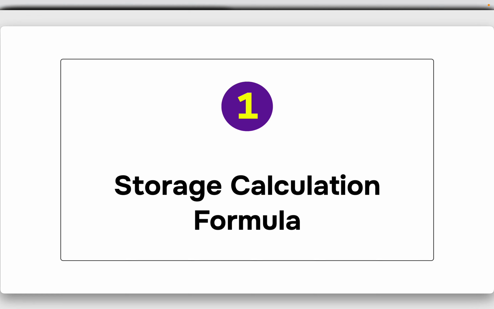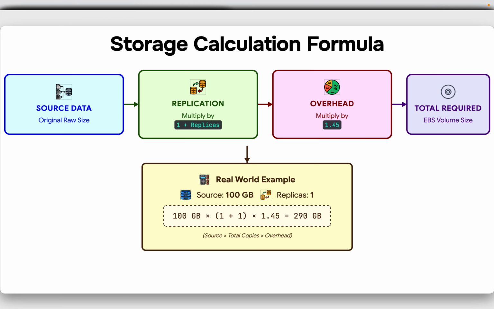So first topic, storage calculation formula. The storage calculation formula helps you determine the total EBS volume size required for your OpenSearch cluster. You start with your source data, that is the original raw size, multiply by the replication factor, which is 1 plus the number of replicas, and then multiply by the overhead factor of 1.45. The real-world example shows that if you have 100 GB of source data with one replica, the calculation is 100 GB multiplied by 2 multiplied by 1.45, which equals 290 GB of total required storage.